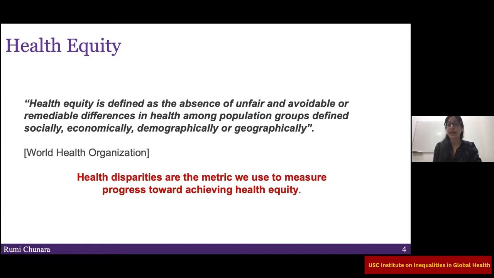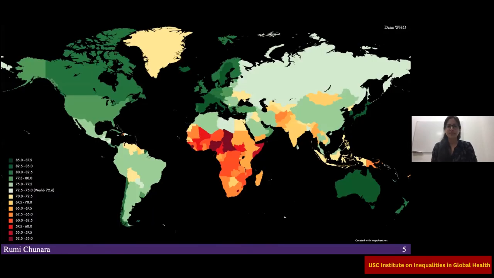And so health disparities, like in my title, are actually the metrics. So if you're quantitatively oriented and thinking like me, those are one way we can use to measure progress towards achieving health equity. So why is this important? The next few slides are going to give a little bit of motivation for that. And of course, speaking to this crowd, everyone is fully aware, but let's look at some of the data.